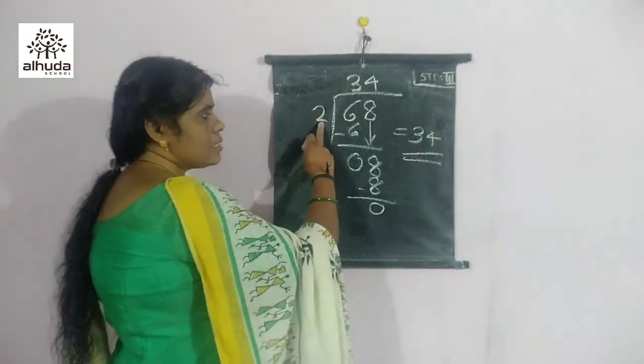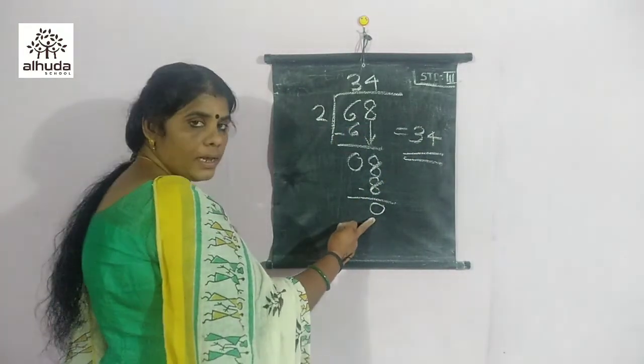This is the quotient, this is the divisor, this is the dividend, and this is the remainder.